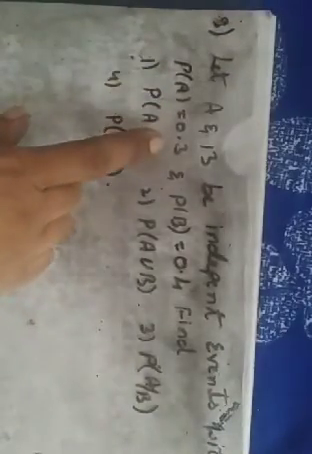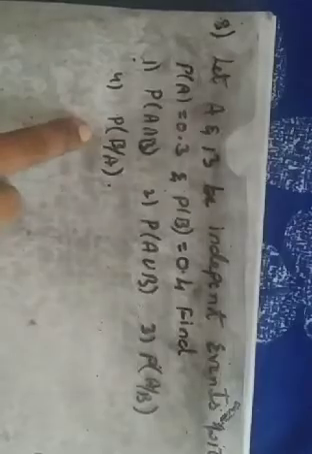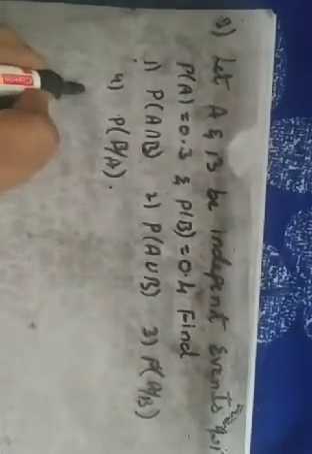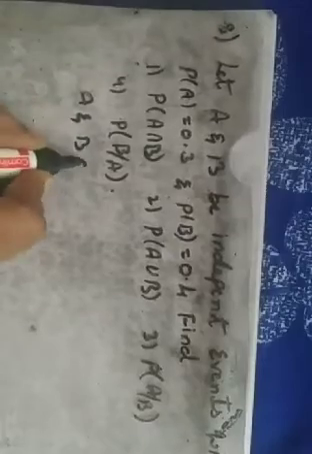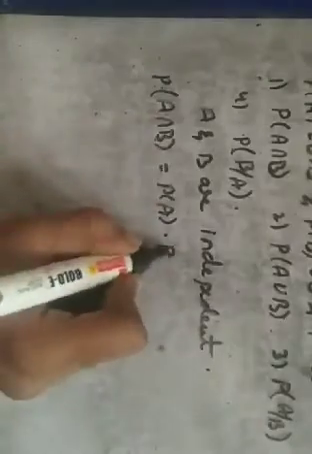So write down the next question. Let A and B be independent events. They are telling that they are independent events with P of A is equal to 0.3, P of B is equal to 0.4. Find P of A intersection B, P of A union B, P of A by B and P of B by A. So A and B are independent events. If they are independent, I can use the formula P of A intersection B is equal to P of A into P of B.